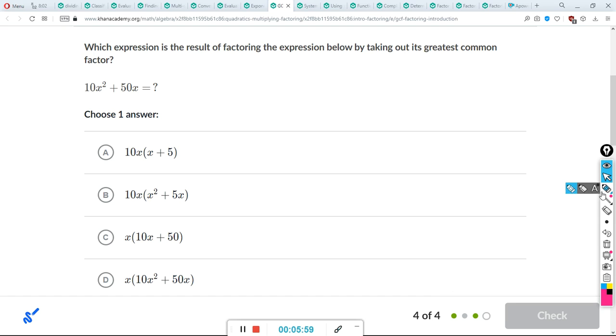One more. Which expression is the result of factoring the expression below by taking out its greatest common factor? We can really work backwards on these. I don't even have to try to factor this. I can just use distribution on each of these. So let's try it. 10x times x is going to be 10x squared. 10x times 5 is going to be 50x. Does that match? Yes, it does. So that's it. We got lucky.